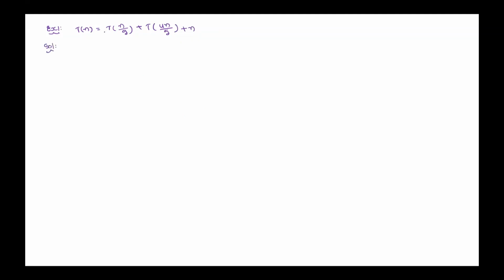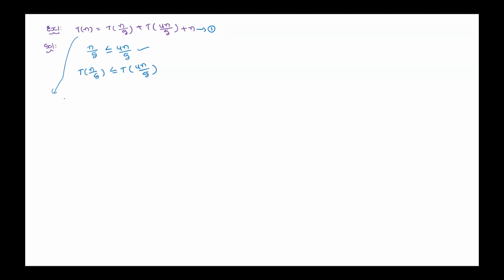Is it possible to apply master theorem here or not? n by 5 is less than or equal to 4n by 5. This is true, so whatever functions we are considering are all monotonically increasing. So T of n by 5 will be less than or equal to T of 4n by 5. Now let us replace T of n by 5 with T of 4n by 5.